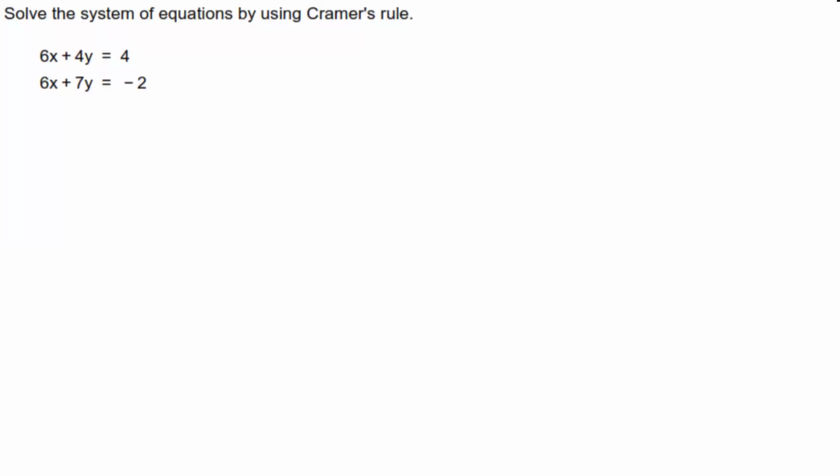All right, so now we're going to use Cramer's rule. Cramer's rule is going to be used to solve this system of equations instead of matrices or using systems of equations in the typical fashion. And so what we need to do is think about this.